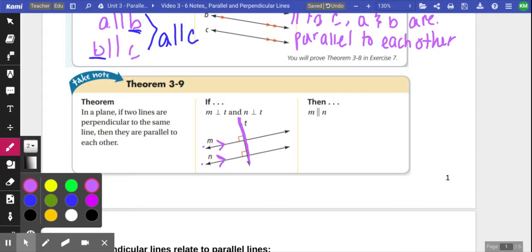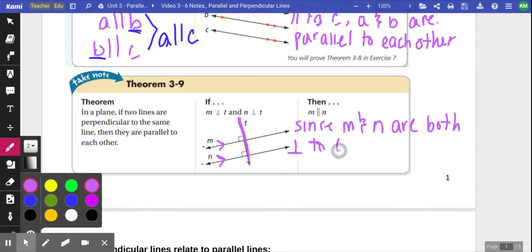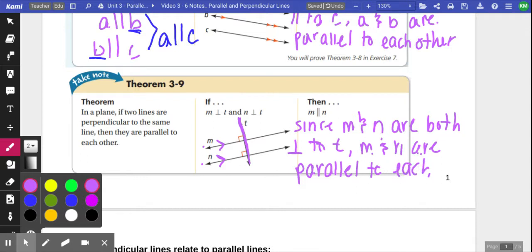So again, you can kind of like write, since M and N are both perpendicular to T, M and N are parallel to each other. Okay. So again, talking about relating two lines to a third line, where the relating lines are both parallel and perpendicular.